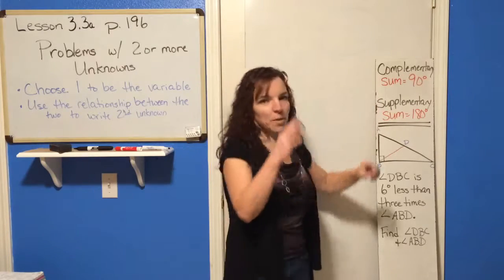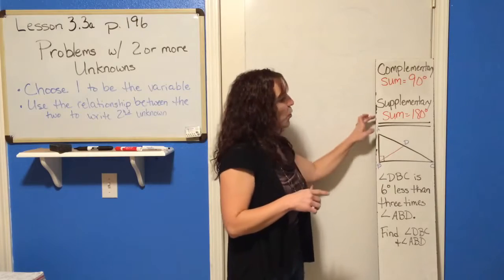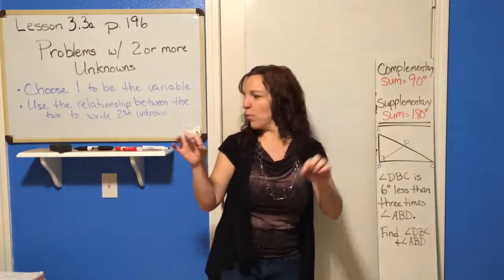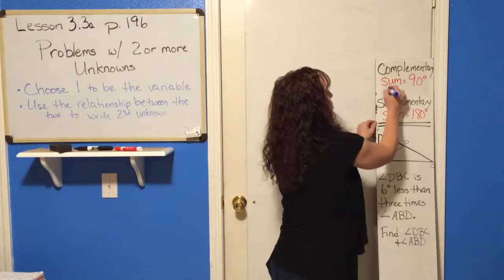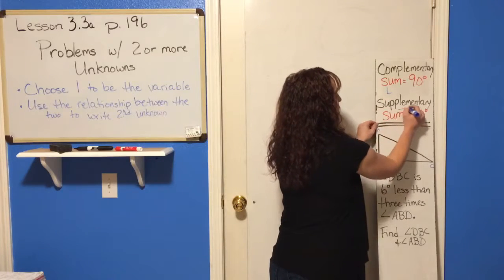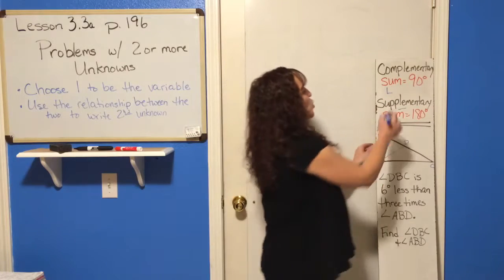The 90, remember, is a right angle, like a square. The 180 is a straight line. That's going to be important. Maybe I should put that on there. So right angle, straight line. All right?